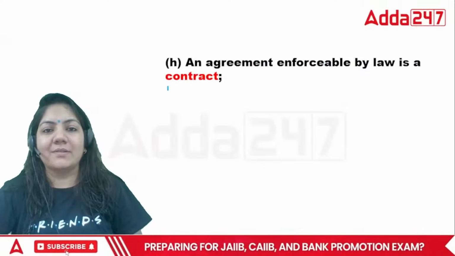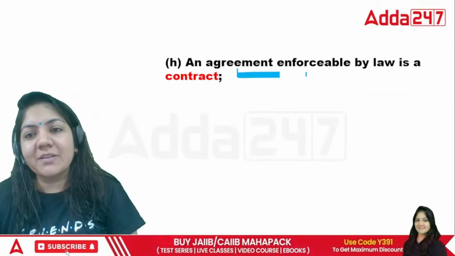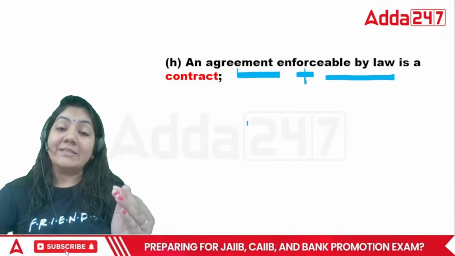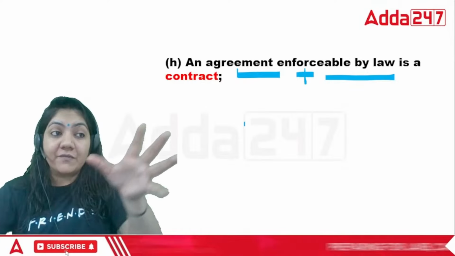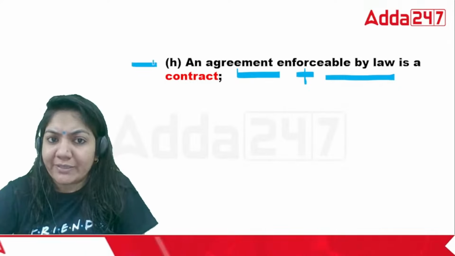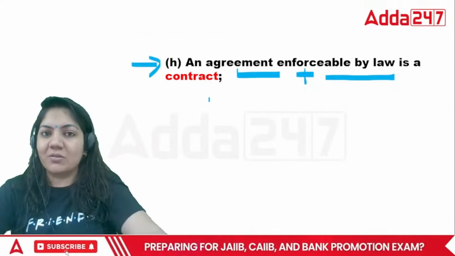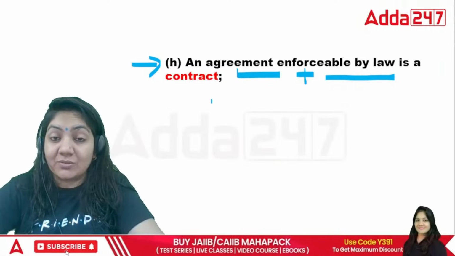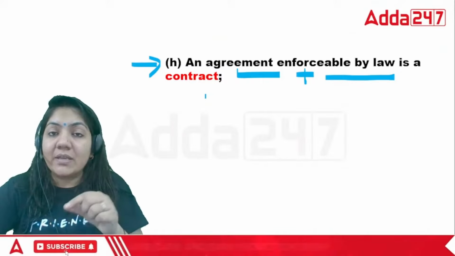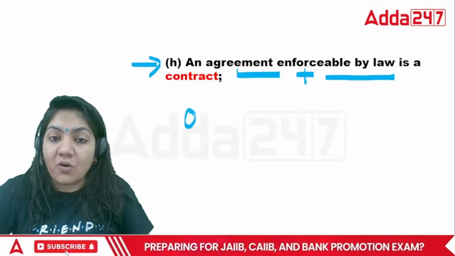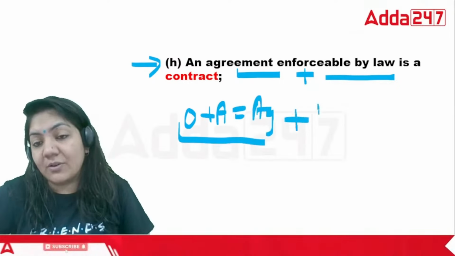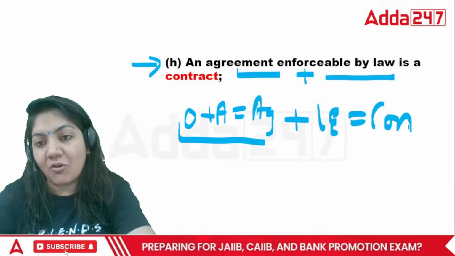What is a contract? See the definition of contract. An agreement enforceable by law is called a contract. You can easily understand what I have taught you in the paid batch in very simple language. If I teach you directly from the act now, it may not be easily understandable. So before understanding the definition terms, we have to understand them in very simple language. Offer plus acceptance is equal to agreement. Agreement plus law enforceability is equal to contract. We have already done this in the formula.